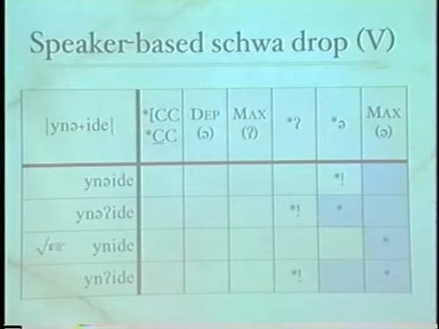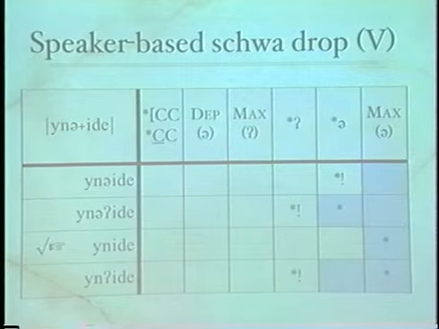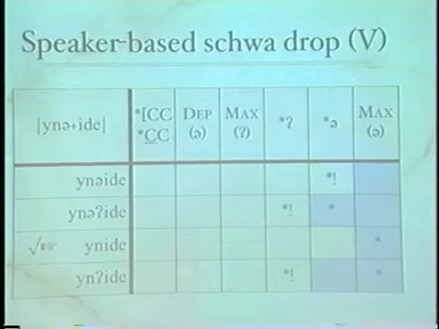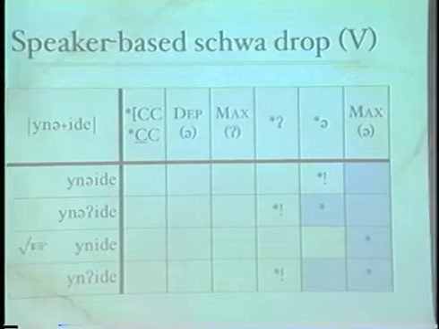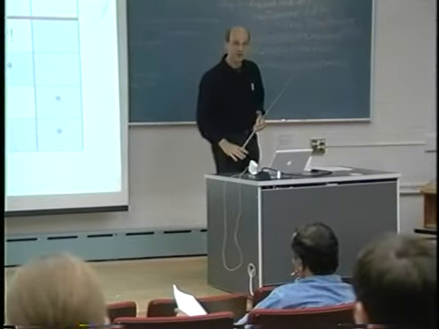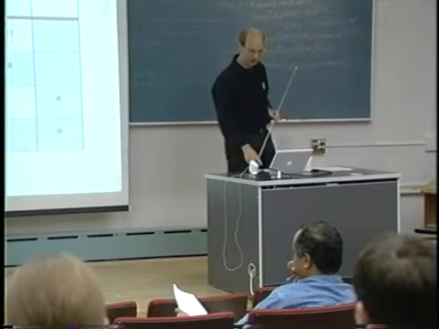And finally, une idée is une idée because it only violates faithfulness for the underlying schwa. Now, no ranking at all of these constraints would handle all those facts correctly. This ranking wouldn't do it, any other ranking would fare even worse, although these are the constraints that you would propose on the basis of the data.